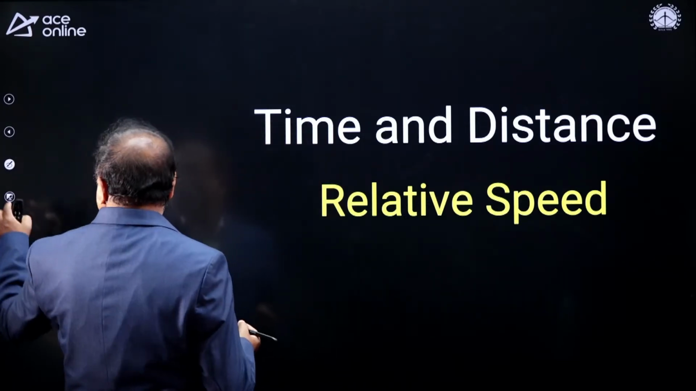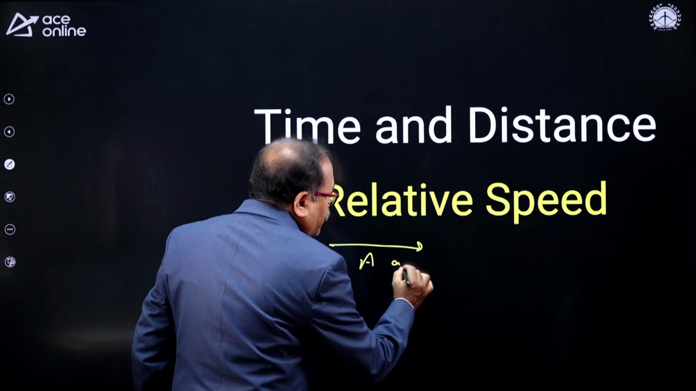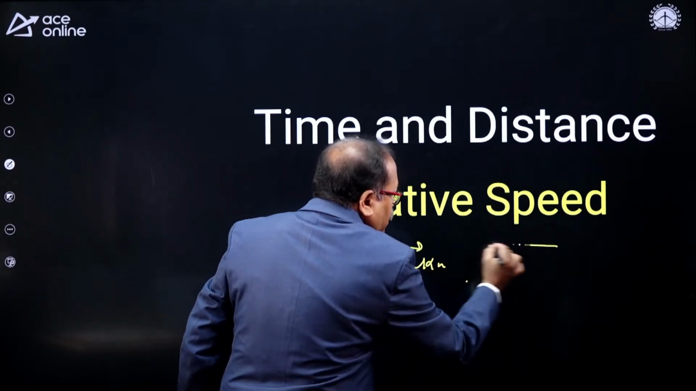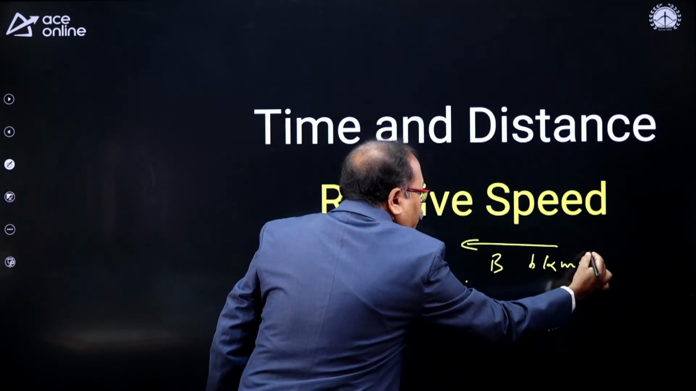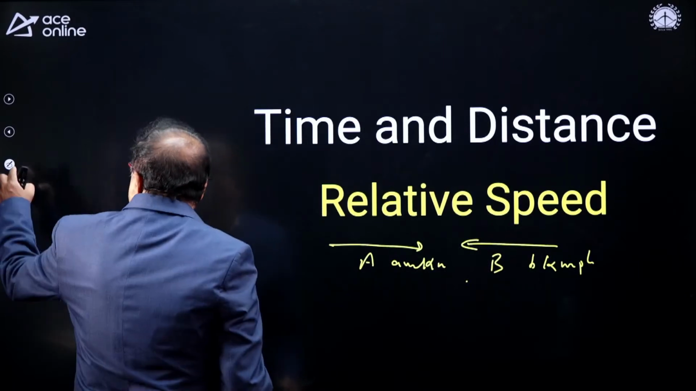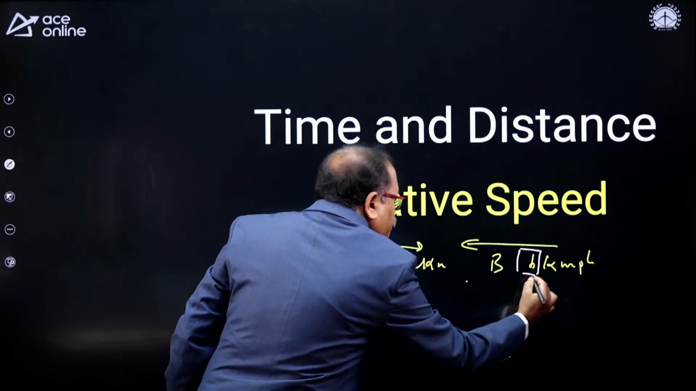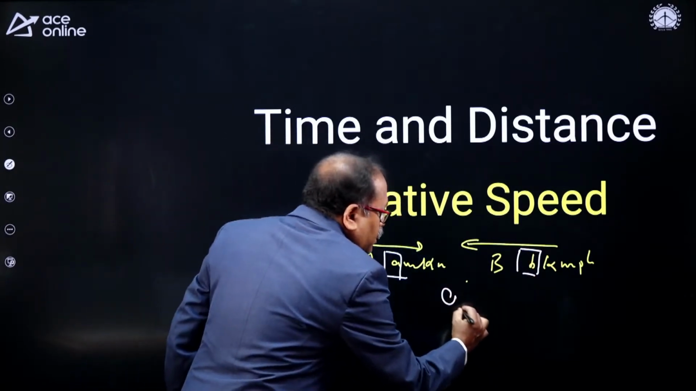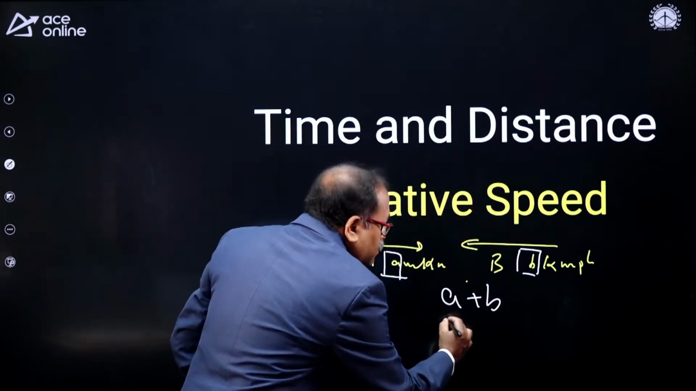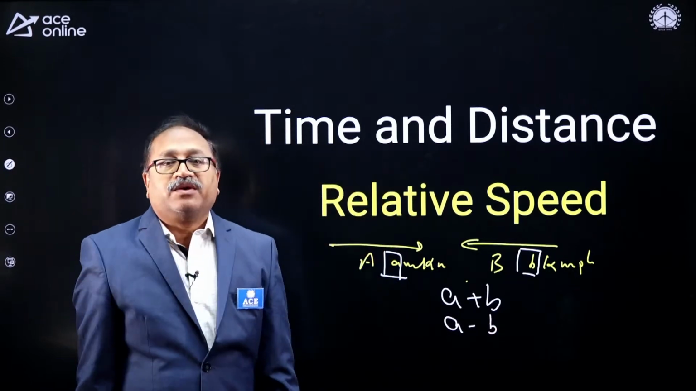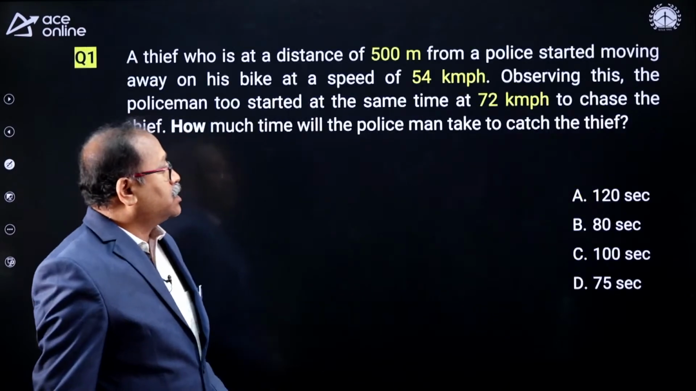You know what is relative speed? If A moves with a speed of A kilometers per hour and B is coming from the opposite side and moves with a speed of B kilometers per hour, what will be the relative speed? It will be A plus B kilometers per hour. What if they are moving in the same direction? Then in that case, it is A minus B kilometers per hour. So we are aware of this basic fundamental, and now we begin with this slide and the question here.